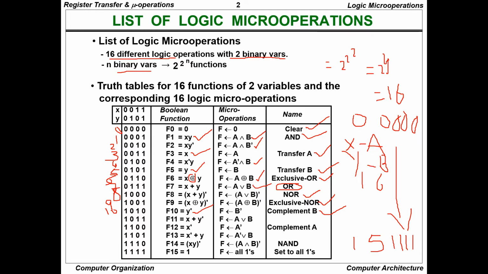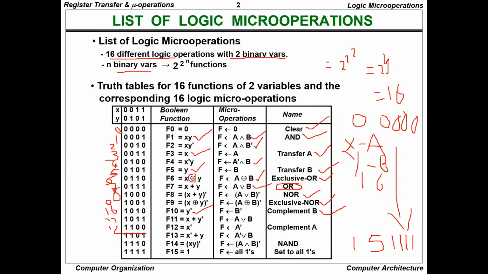Coming to F12, that is 1, 1, 0, 0. F12 equal to X bar. So if F10 equal to Y bar, which is complement of B, then F12 equal to X bar, which is complement of A, right? Why? Because we termed X as A and Y as B, isn't it? Next is F13 equal to X bar plus Y, so now F tends to A dash or B.